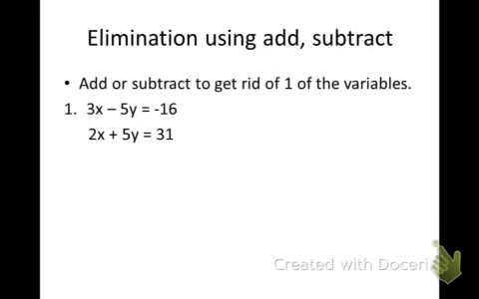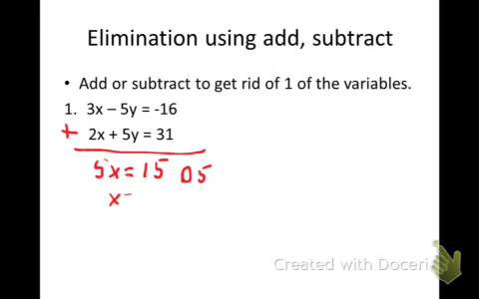So here you're going to just do what it said. You're going to add or subtract to try to get rid of one of the variables. So the coefficients either need to be the same or they need to be the opposite. So if you see in this example, negative 5y and positive 5y, if we add those two together, those two variables will disappear. So we will have 3x plus 2x is 5x equals, over here the signs are different, so we're going to subtract and get 15. So divide by 5 and we get x equal 3.